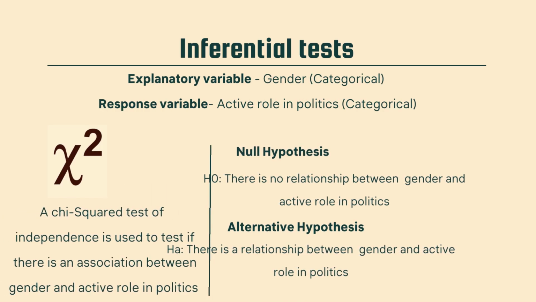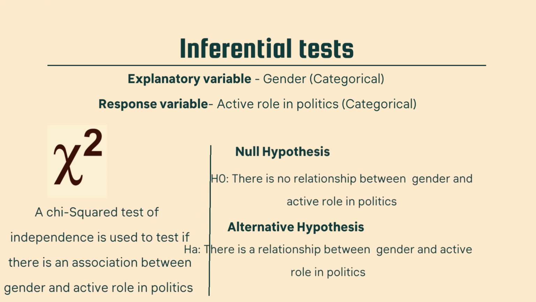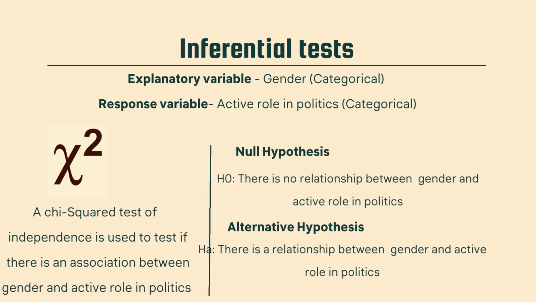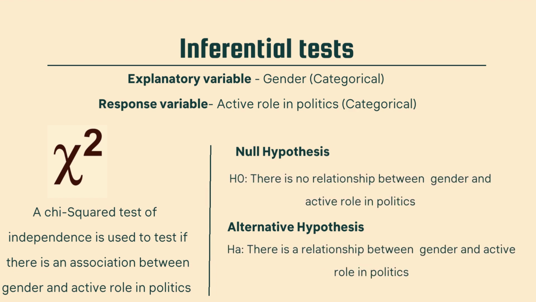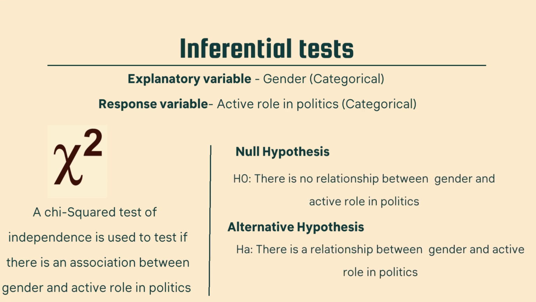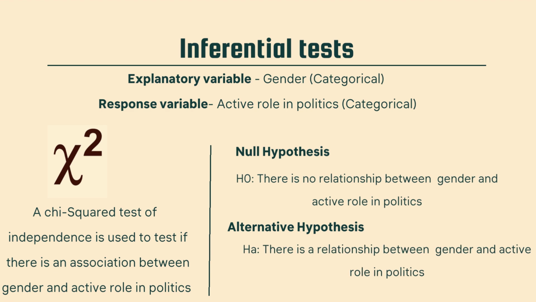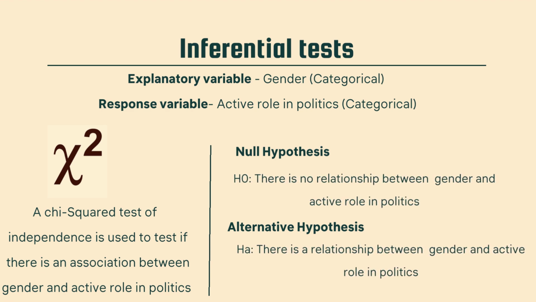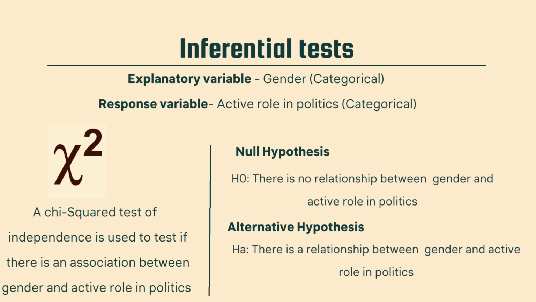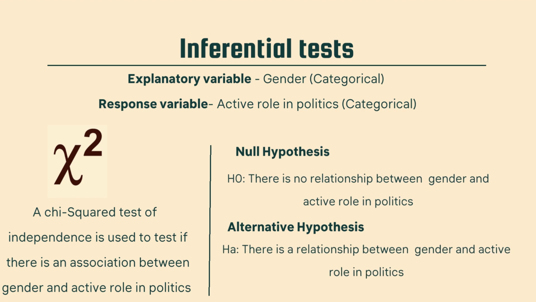Considering the fact that the two variables involved, which are gender and active role in politics, were both categorical, I had to use the Pearson's chi-square test of independence to test whether there is an association between gender and active role in politics. As usual, the null hypothesis said that there is no relationship between gender and active role in politics. The alternative hypothesis said the opposite, that there is a relationship between gender and active role in politics.